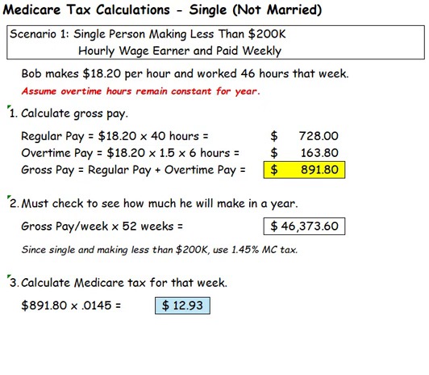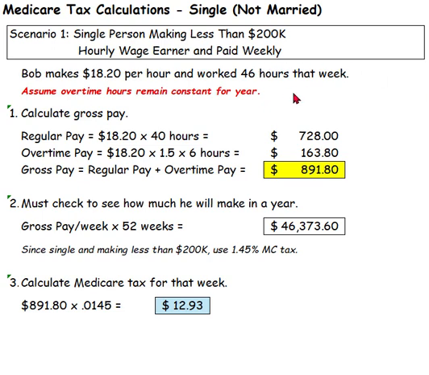In this video, we will talk about Medicare tax calculations. Tax class would be single, not married. First scenario, single person making less than $200,000 a year, and the way that they are paid is hourly and they are paid weekly. Let's say that Bob makes $18.20 per hour and worked 46 hours that week.